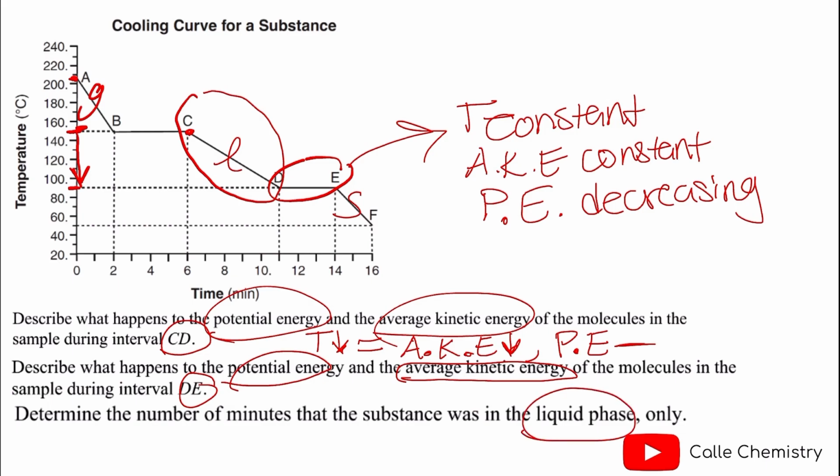So when is this liquid? It is throughout CD. They're asking you the number of minutes that it was a liquid only. They don't want to know about anything else, just the time that it was a liquid. So I see that from time 6 to time 11, this substance was a liquid. So what I could do is just take the difference of those two numbers, 11 minus 6, and we get 5 minutes.